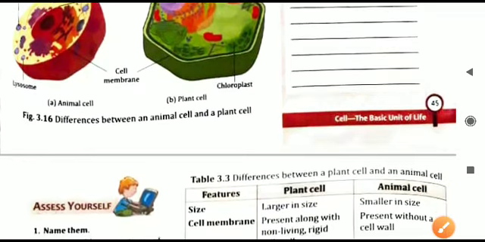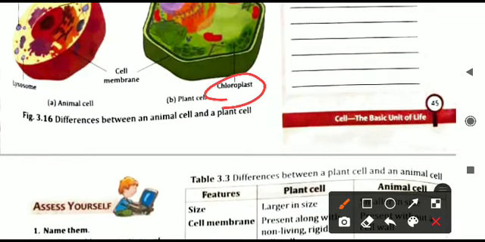We can see one more thing like chloroplast. It is helping in the photosynthesis process. It is the pigment that is present in the plants. So obviously it will not be found in the animal cell.